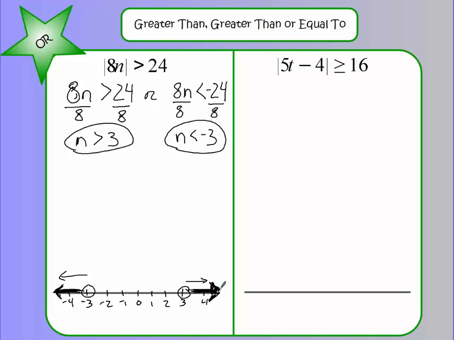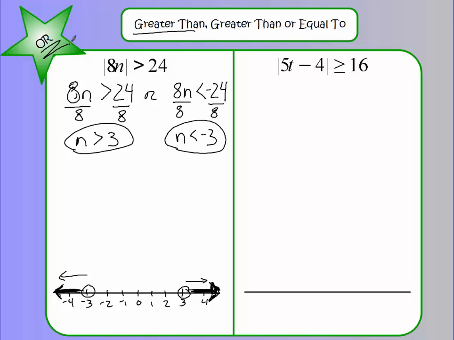And now we have the OR style inequality where the two arrows go away from each other on the number line. This is just like the other day when we looked at compound inequalities with OR. So anytime we have greater than with an absolute value, we are going to end up with an OR statement. And our number line should go away from each other.